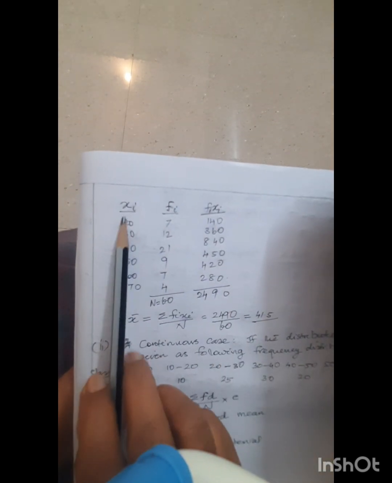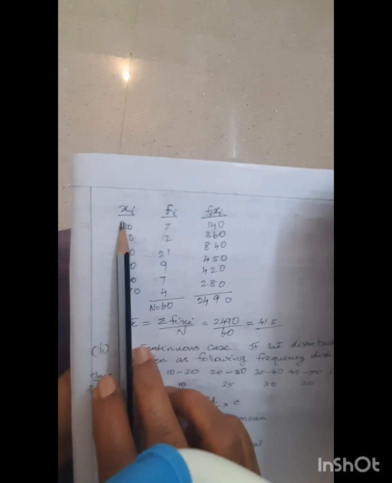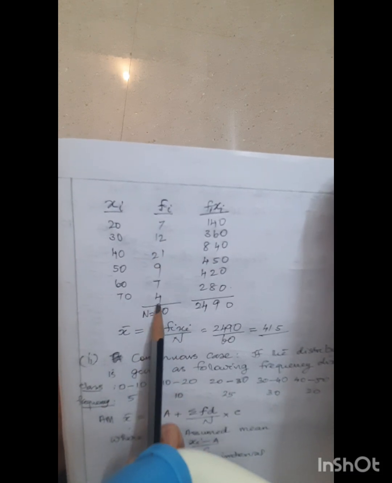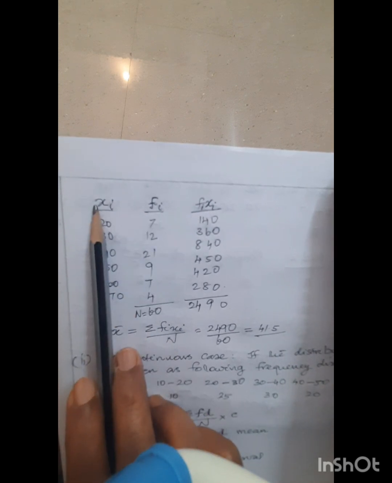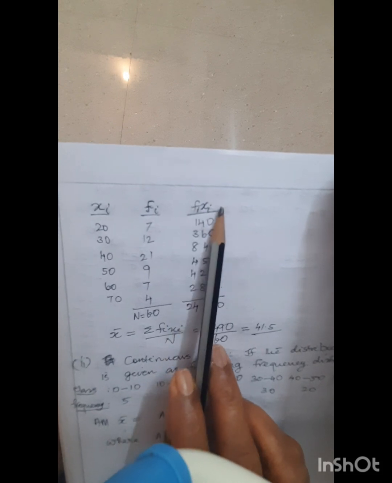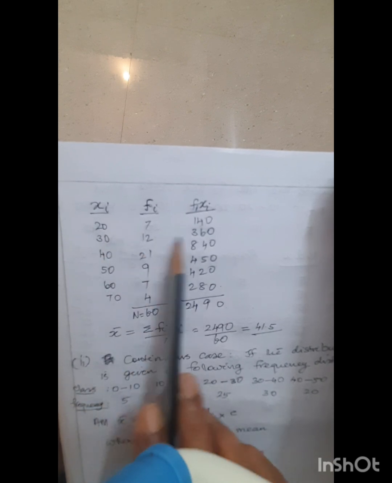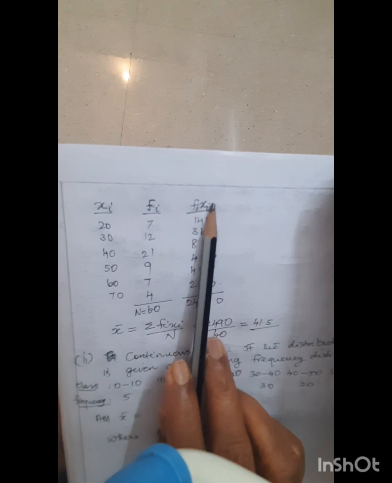Now the calculation is as follows. Construct the table xi, fi. What is xi? Given values are written as x1, x2, x3, x4, x5, x6. Corresponding fi values are the frequencies 7, 12, etc. So these two columns are given. Now what do we do? This column is fi into xi. So multiply these two, this fi, this xi here. We fill up all the fi xi's.